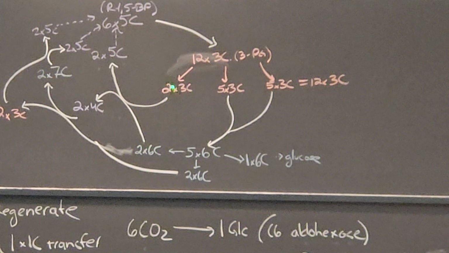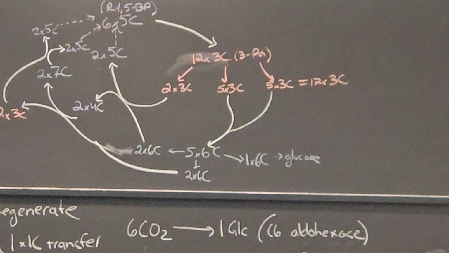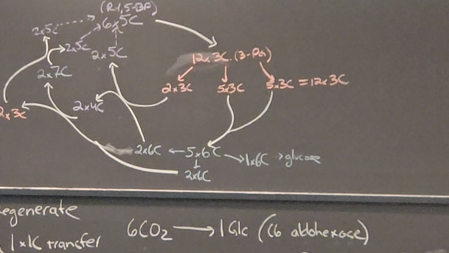Now we have 2 3-carbon sugars, they take on the 2 carbons from the 6-carbon unit to regenerate 5 carbons. So 3 carbons plus 2 carbons equals 5 carbons. Now we're cooking with gas because those 5 carbons can go back into the Ribulose 1,5-bisphosphate pool to run the cycle. Now we have to take care of the rest of the molecules.